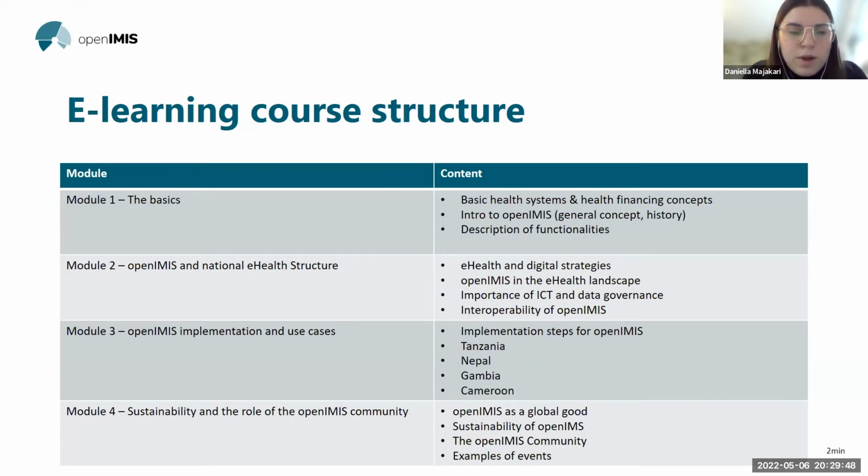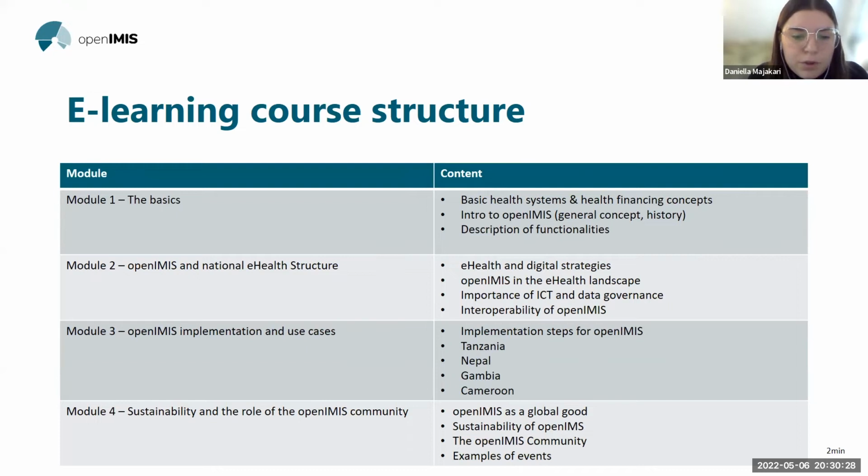Then module 2 tries to fit openIMIS within a national e-health structure. So talking about digital strategies, the e-health landscape, especially the importance of ICT and data governance, and finally covering the aspect of interoperability of openIMIS with other software. The third module gives an overview of use cases, as well as talking about how you can implement openIMIS. What are the different steps to an implementation?